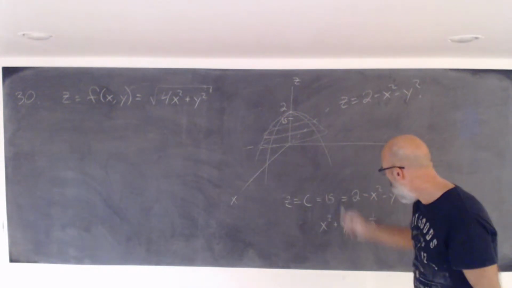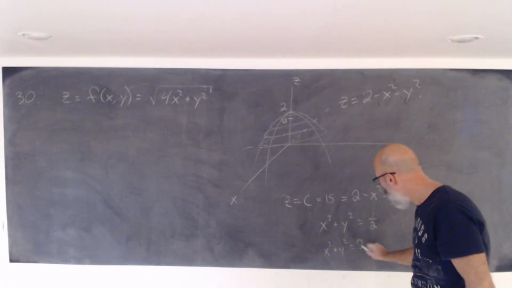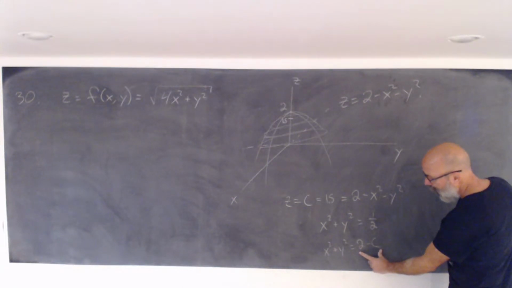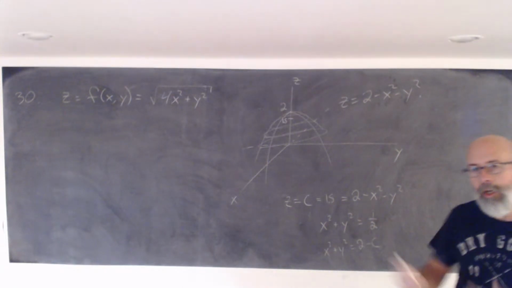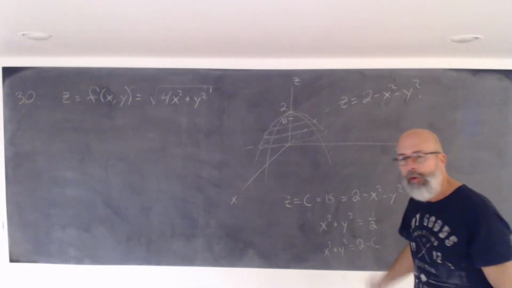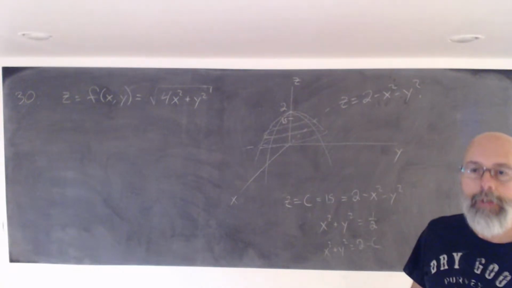Right? In general, it was x squared plus y squared is equal to 2 minus c. If c is very close to 2, the radius is very small. Exactly as it should be.